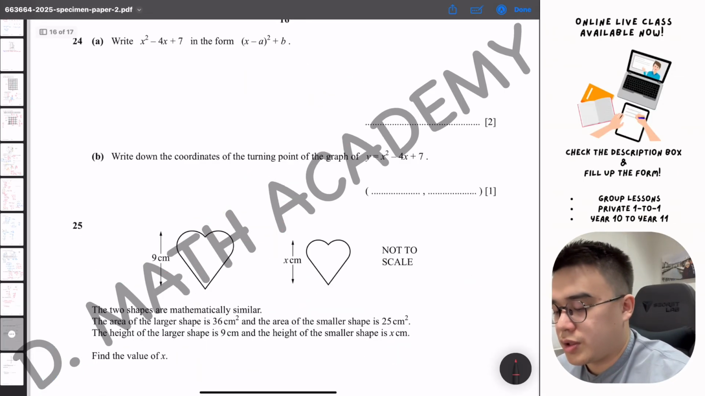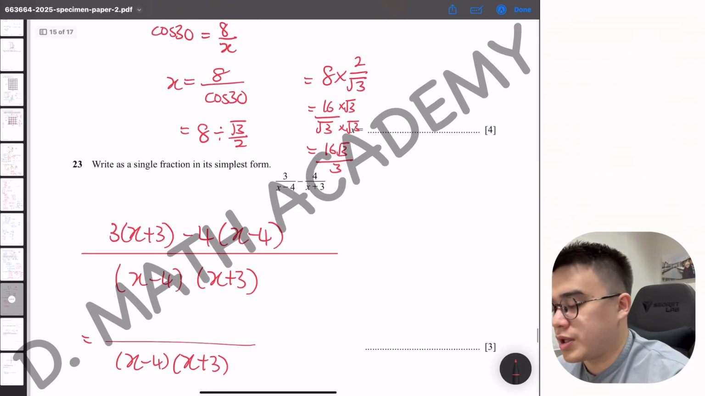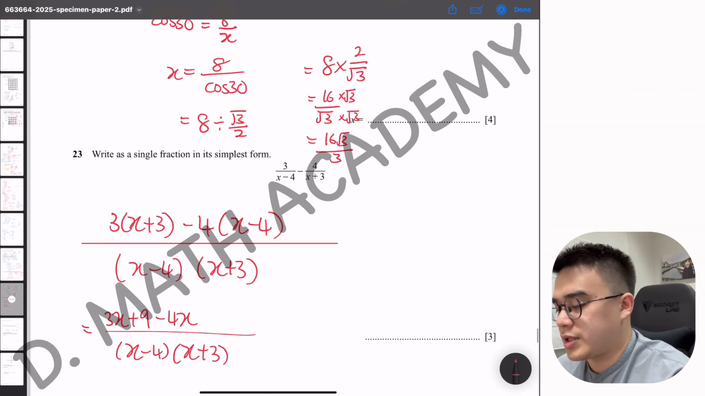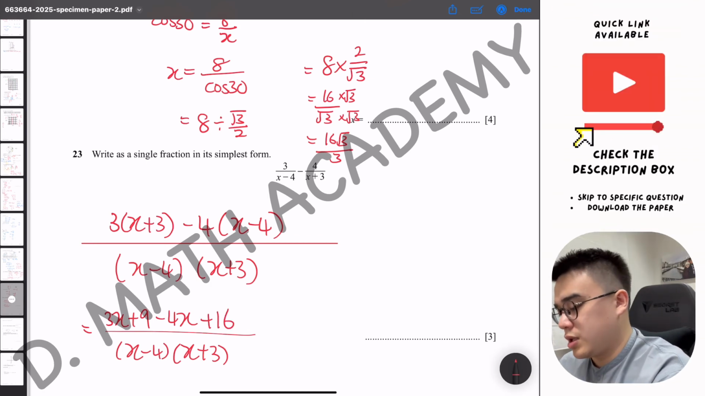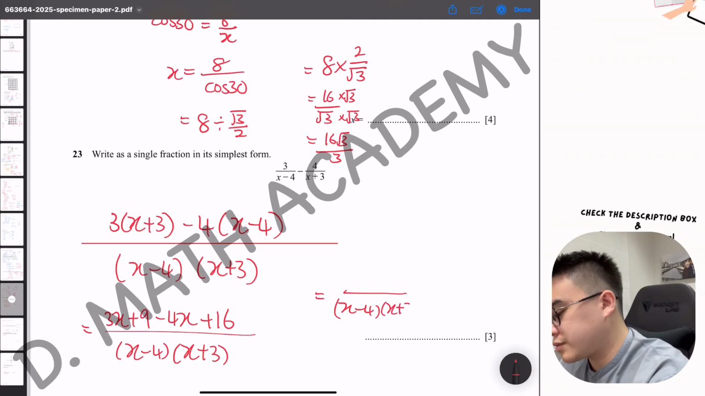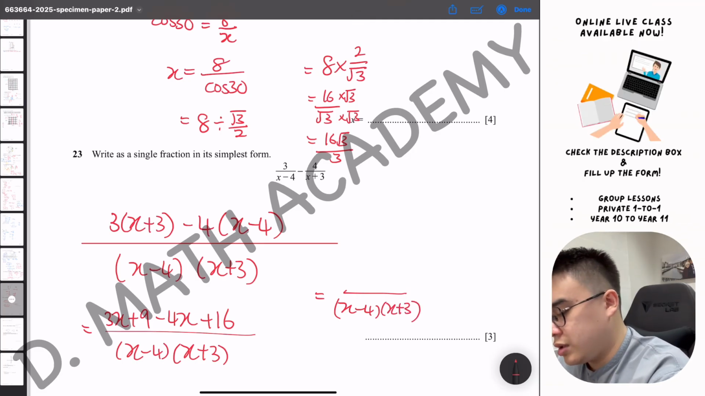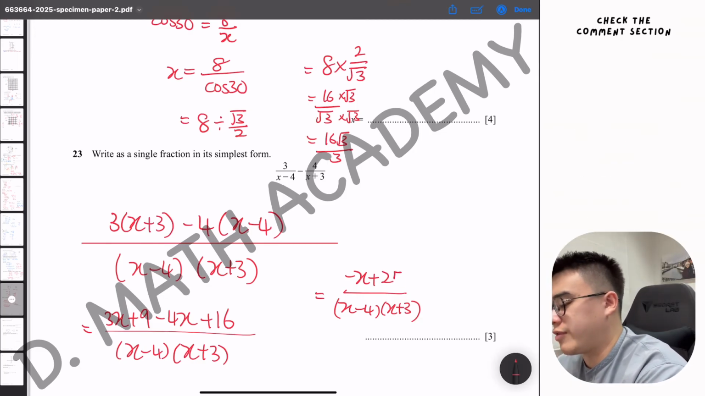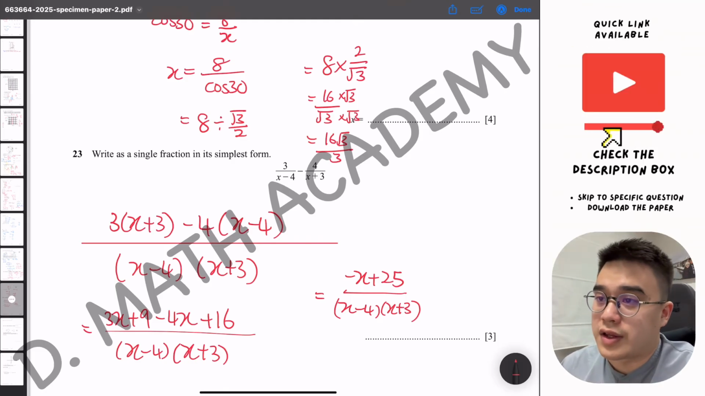Multiply it up. You will get something like 3x plus 9 minus 4x plus 16. So when all of this add up, you get negative x and 25 as your final answer.